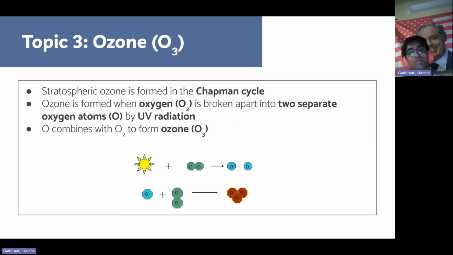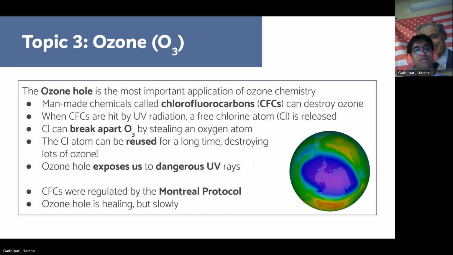So stratospheric ozone is formed by the Chapman cycle. Ozone is formed when oxygen, O2, is broken into 2 separate oxygen atoms by UV radiation. Then at least one of these atoms will pair up with an unbroken O2 molecule to form ozone, O3. Because O plus O2 gets you 1 plus 2, which is 3, and O3 is ozone. So that's how you form ozone.